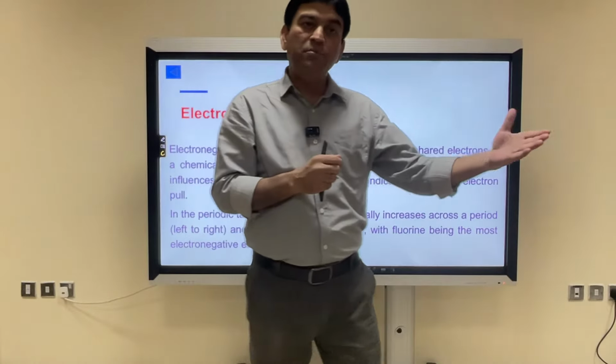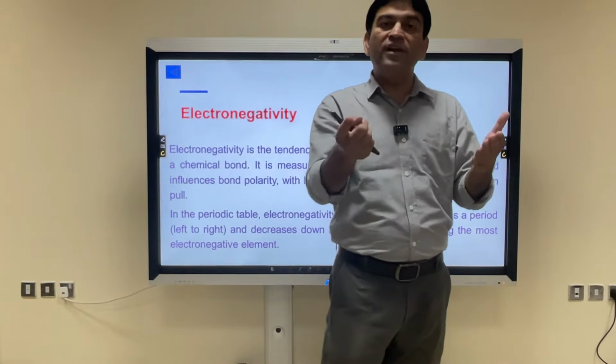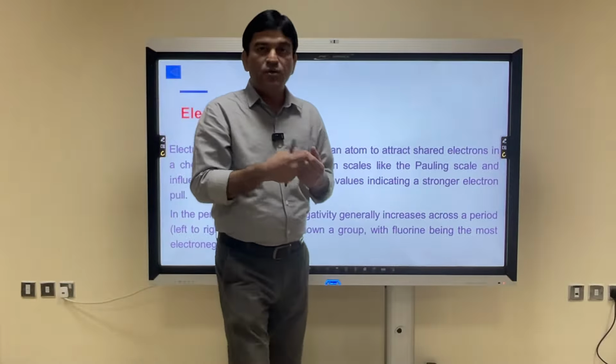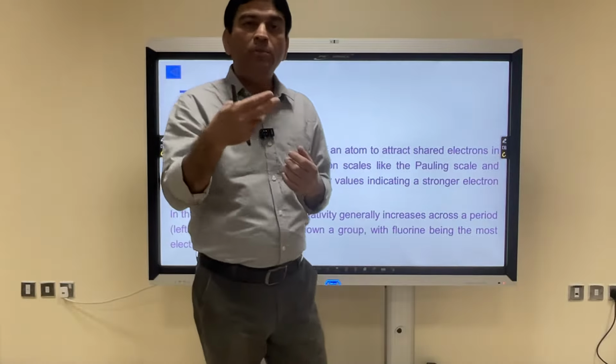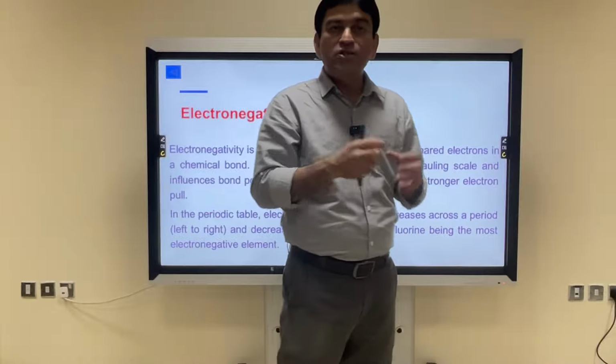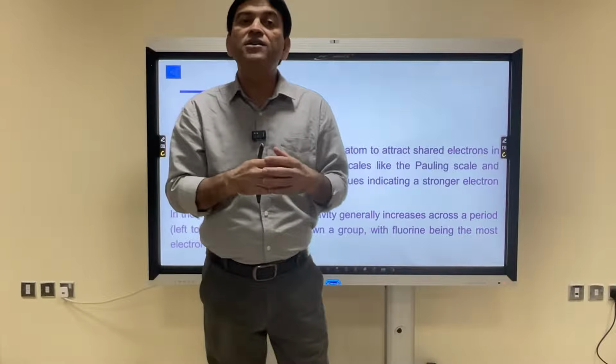So first you have ionic bond. Ionic bond is formed by the transfer of electrons, and covalent bonds are formed by the sharing of electrons. You can have a single bond, a double bond, or a triple bond, depending on the number of electrons shared. So covalent bonds are formed by the sharing of electrons.